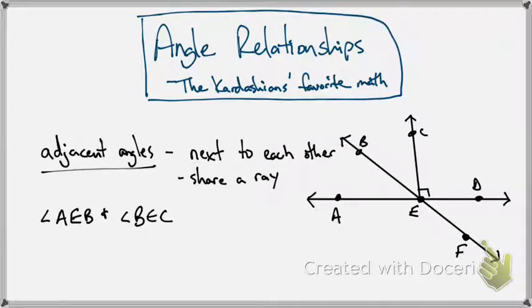Another example might be, let's get a little weird with this, BED and angle DEF. I'll point out those. There's a bunch on here, but BED and DEF share this ray, ED. So they're just next to each other.